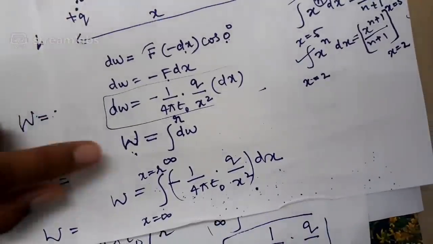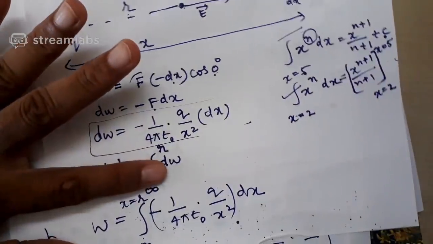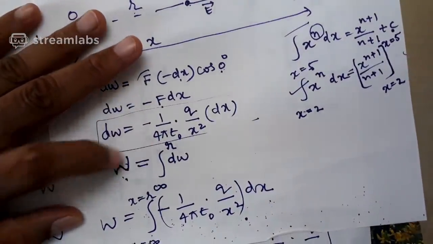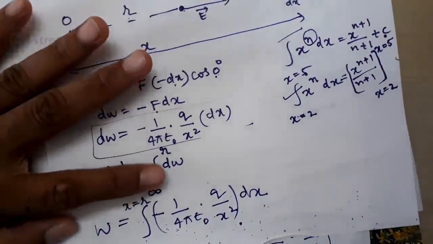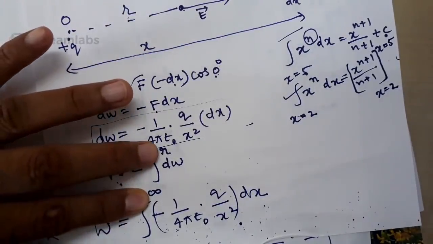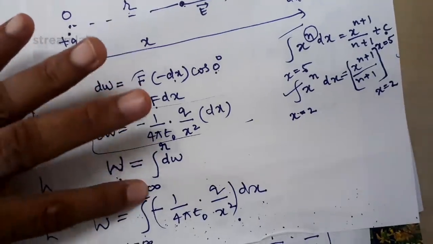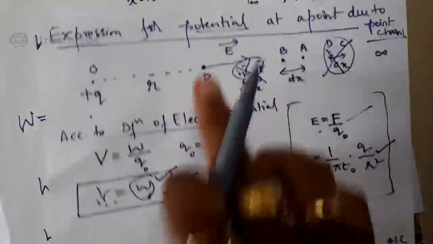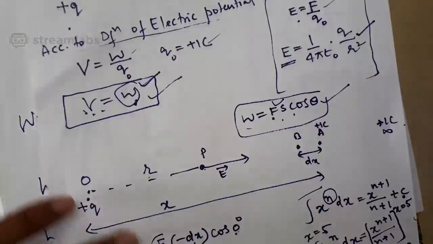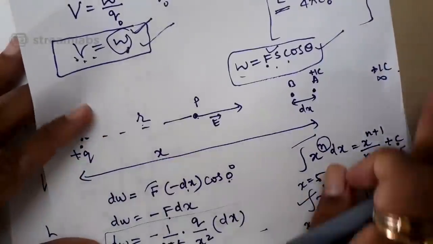So I can say that the total work done, which is the sum of all the small work dones, can be found as total work done is equal to integration of dw within the limits infinity to r. I told you why the limits are from infinity to r: in the beginning the plus 1 coulomb charge is at infinite distance from plus q charge, and finally you're going to get it to the point P, which is at a distance r. That's why x values are varying from infinity to r.